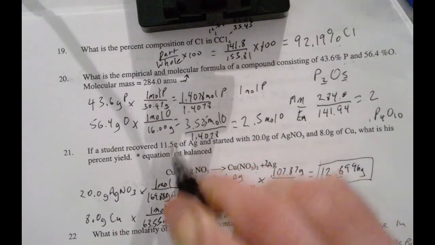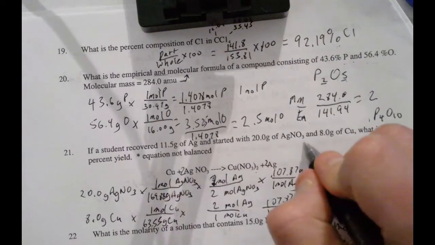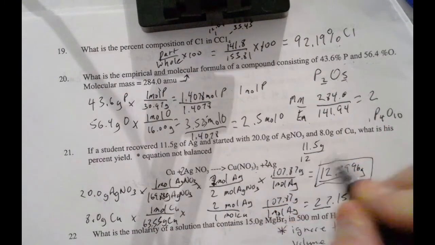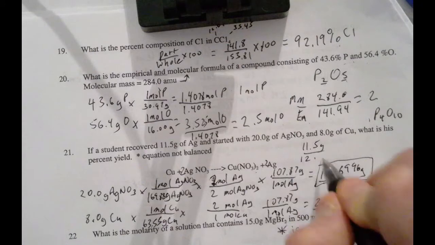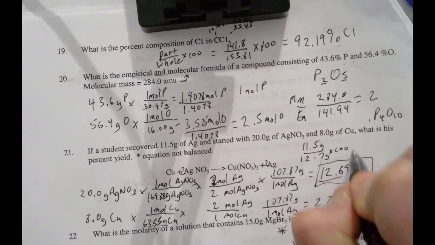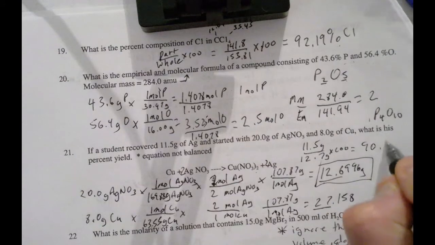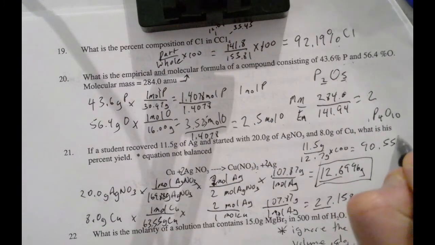So this is the part that they did make, 11.5 grams. This is the whole that they should have made. Part divided by whole, 11.5 divided by 12.7 times 100. The answer is about 90.5511. 90.55%.